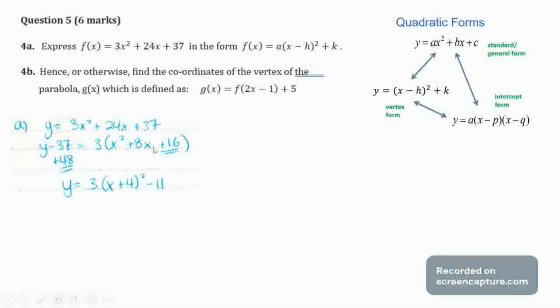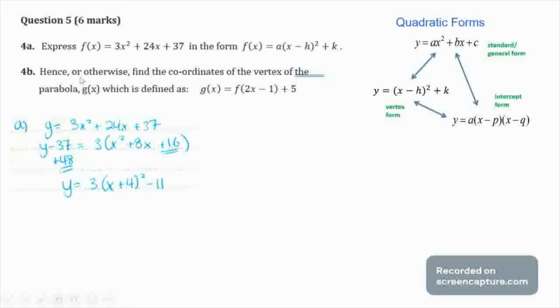If we've added 16 here, we have to add 16 here, right? No, yes, we do have to add 16, but there's a 3 here. So truly what we've added on this side is 3 times 16, which is 48. So we have to add 48 here to maintain the balance. We can't just randomly insert numbers unless we keep the balance. Okay, that simplifies to this. We have changed standard form to vertex form. That's what question A wants you to do.